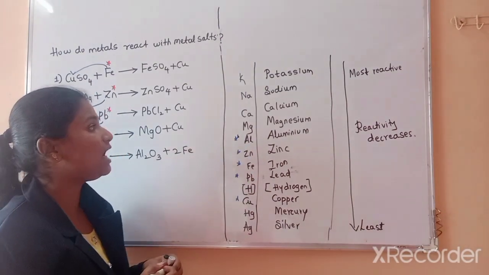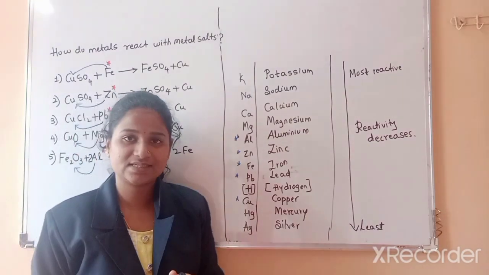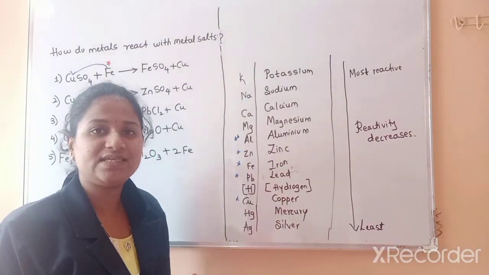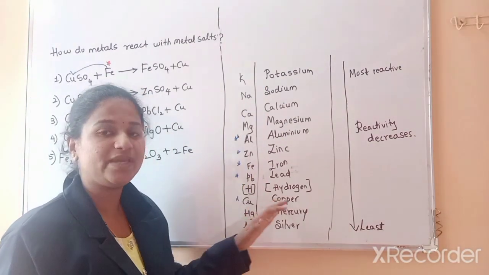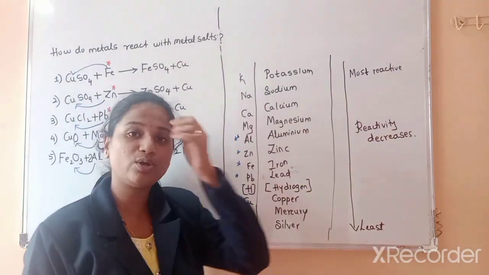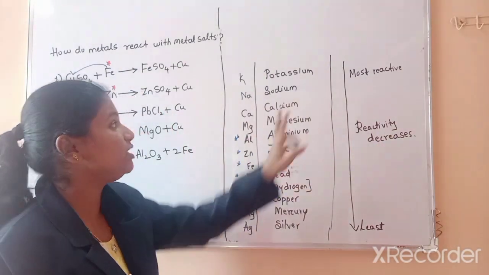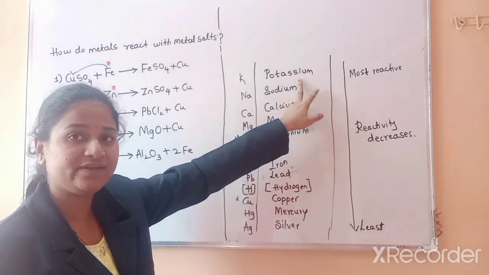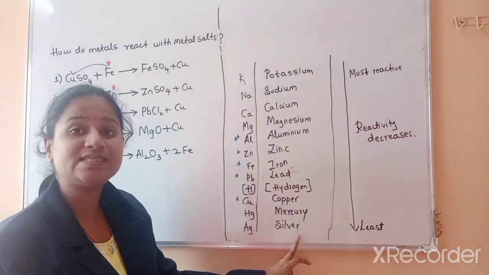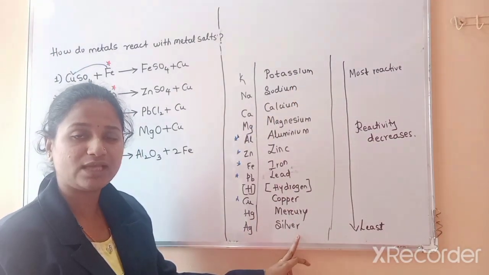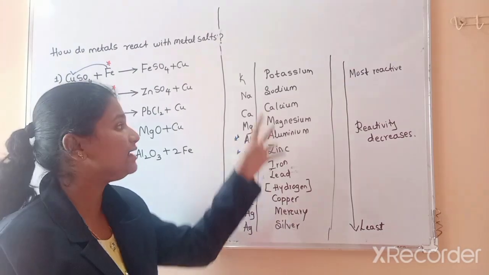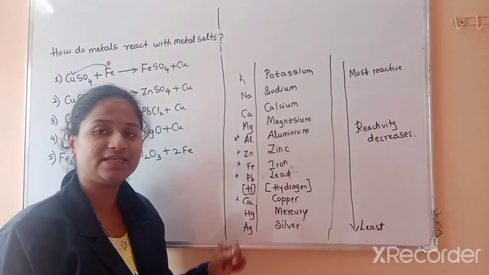So this is regarding the reactivity series. In the reactivity series, the metals are listed based on their decreasing order of reactivity. Here potassium is most reactive and silver is least reactive.